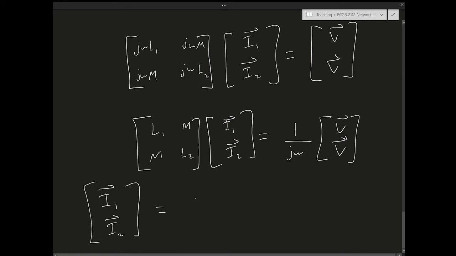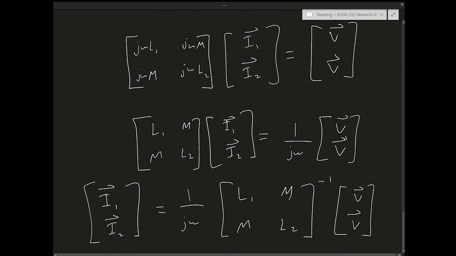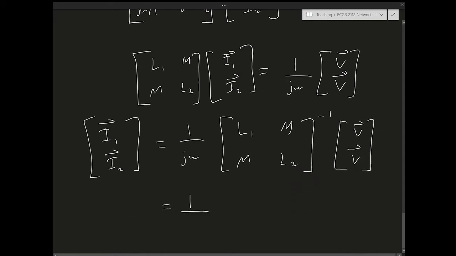I1 I2 is just going to be 1 over j omega, this matrix inverted, times V V. We know how to invert a matrix from linear algebra, at least simple 2 by 2 matrices. So first, it's going to have the inverse of the determinant. I need to take the determinant of this matrix and invert it. That's the first step. What's the determinant? L1 L2 minus M squared. That's the determinant of this matrix.